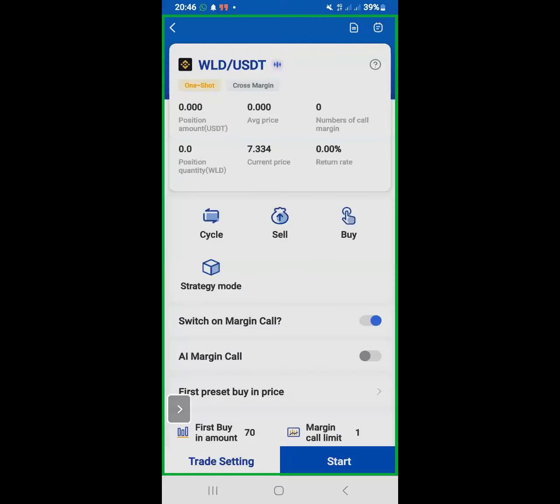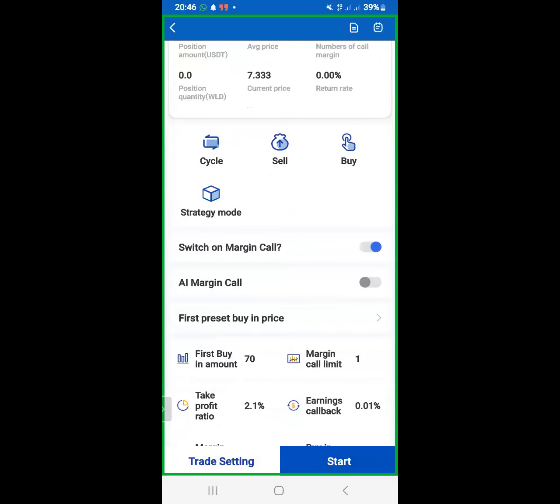So that is it. That is with regard to the strategy mode.